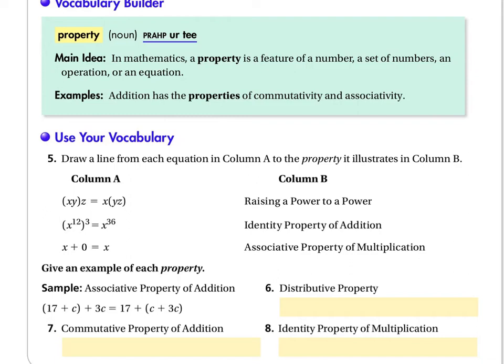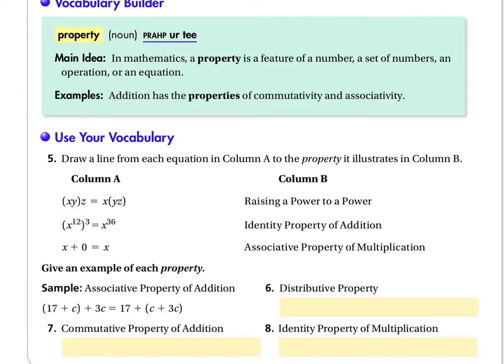Our vocabulary for this section is property. In mathematics, a property is a feature of a number, a set of numbers, an operation, or an equation. So looking at number 5, let's draw a line from the equation in column A to the property it illustrates in column B. In column A, we have the quantity of x times y times z.